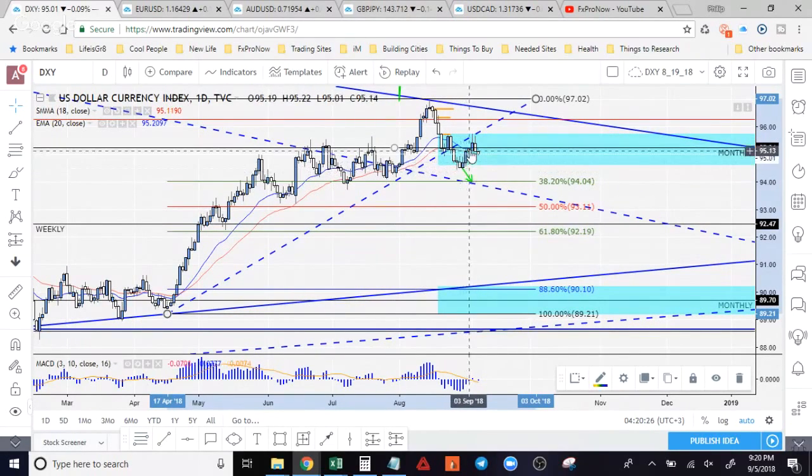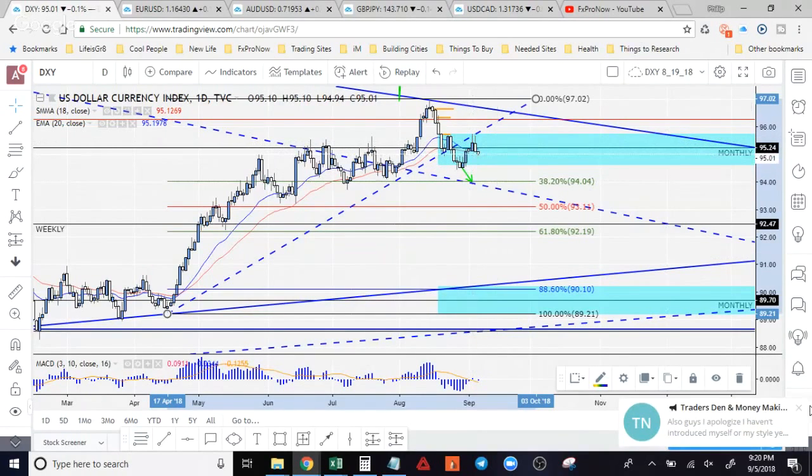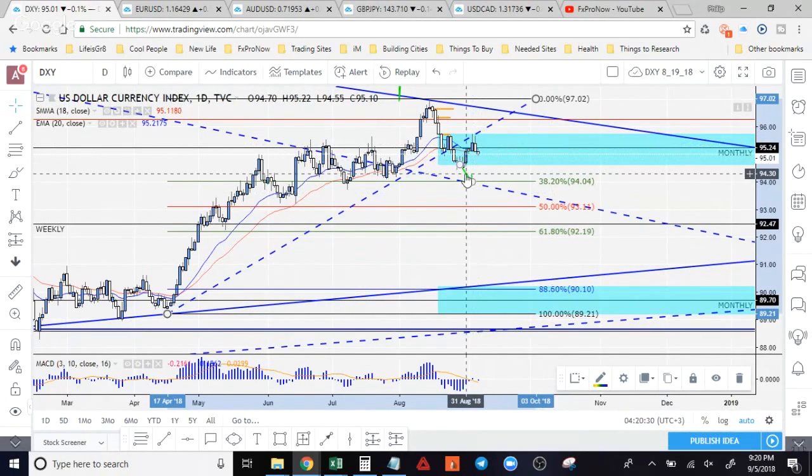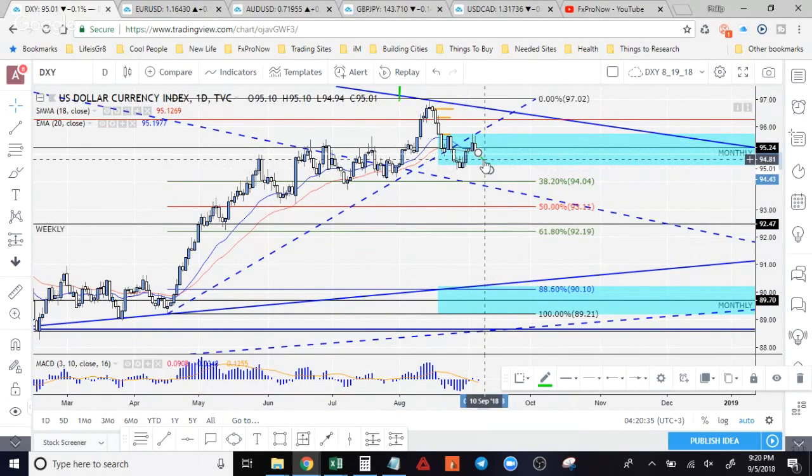So price pulled up a little bit, right? Stopped in midair, and I wouldn't be surprised, just like I said, if price gets to this 38.2. Price is most likely going to get to this area right here. Now, why is that significant?